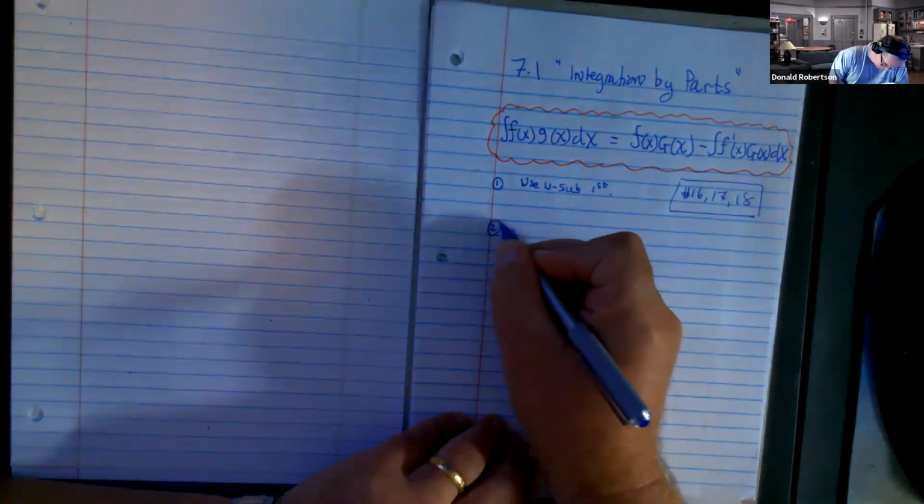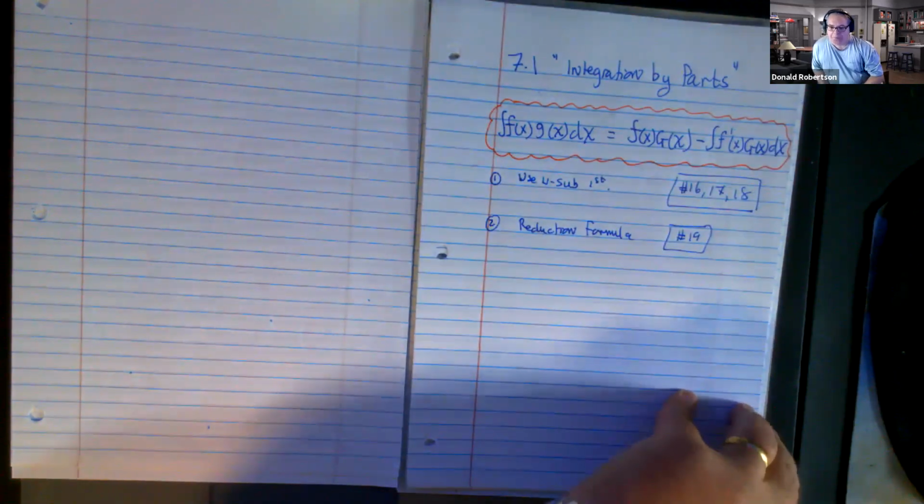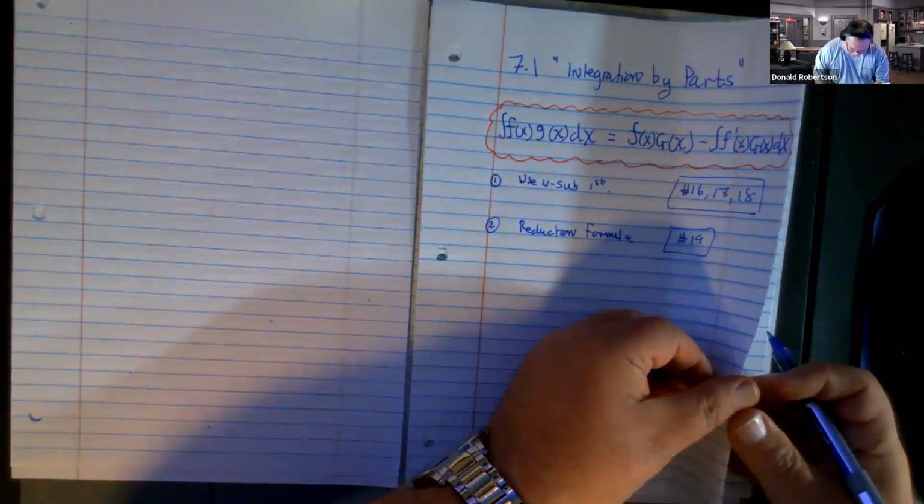And then the second thing that we're going to do is use what's called a reduction formula. That's going to be question 19. So that's our goal, and it will take today to do that. You might think, 4 questions, how long can that take? Yeah, it could take a fair amount of time. So we'll jump right into our first question.